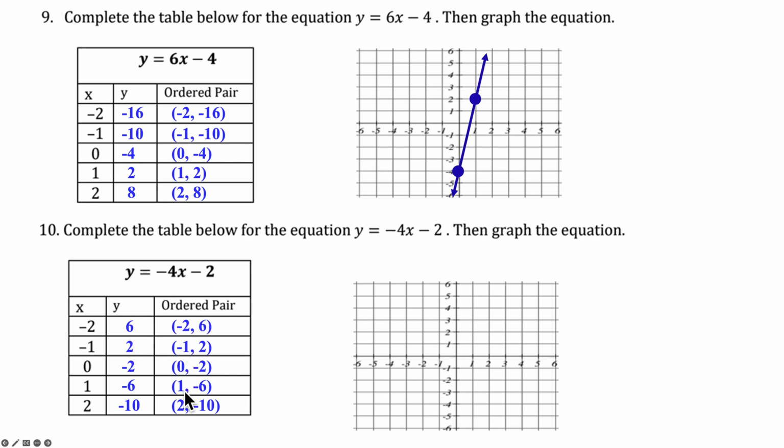And then we'll write out our ordered pairs and we can plot our points. So there's 0, negative 2. There's 1, negative 6. We can plot 1, 2, and negative 2, 6, and draw my line. The more points you can plot, the better.